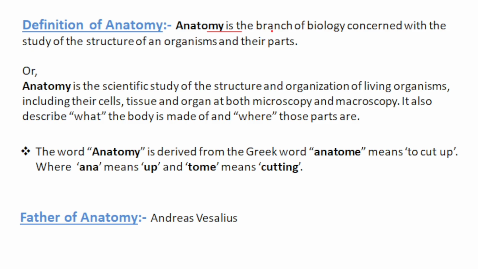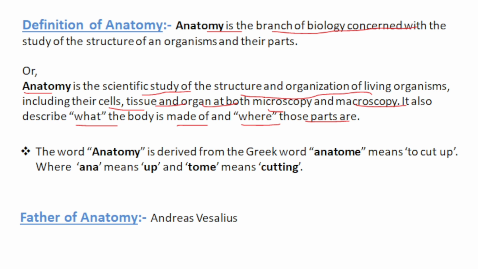Anatomy is a branch of biology concerned with the study of the structure of an organism and its parts. Or, anatomy is a scientific study of the structure of a living organism, including cells, tissues or organs, at both microscopic and macroscopic levels. It also describes what the body is made of and where those parts are.